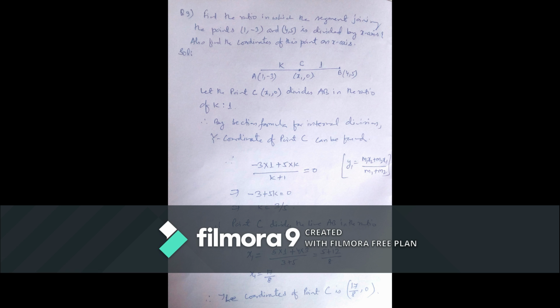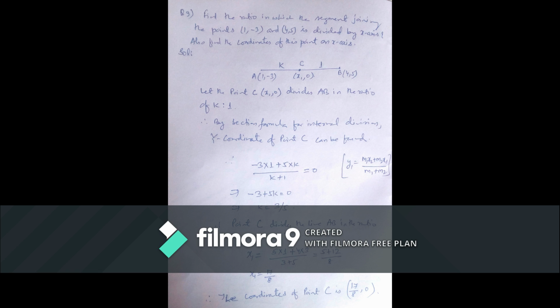Okay, so let the point C x1, 0 divide AB in the ratio k is to 1. So k is to 1. So by the section formula for internal division, again we can find out, the y coordinate is 0. So by placing 0 we will be able to find the value of k. Okay, so by solving with that same section formula, that is y1 is equal to m1 y2 plus m2 y1 by m1 plus m2. So putting that value we are getting minus 3 plus 5k is equal to 0 and k is equal to 3 by 5. So therefore point C divides the line AB in the ratio 3 is to 5.